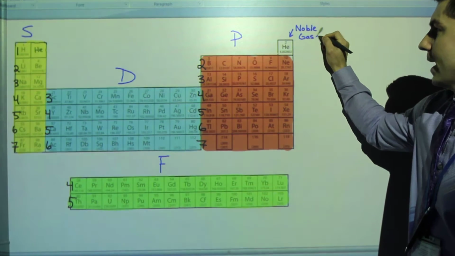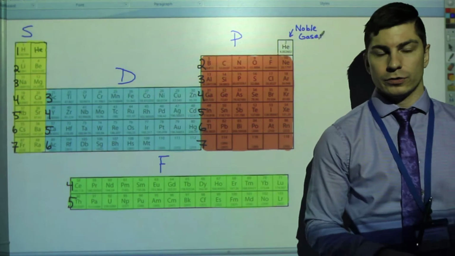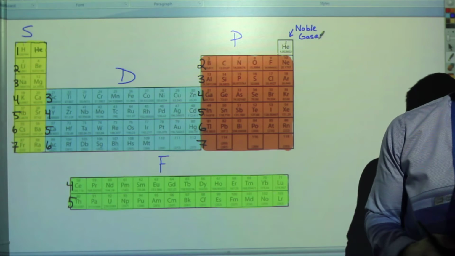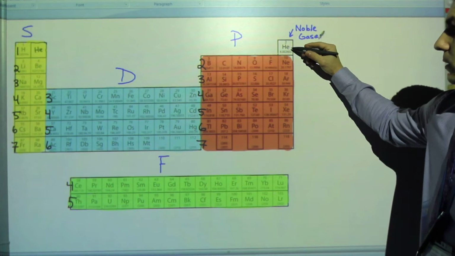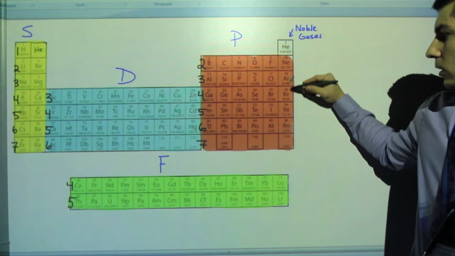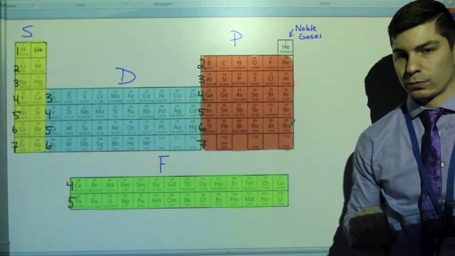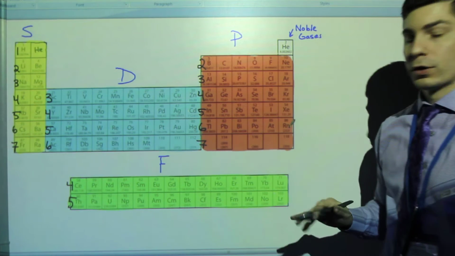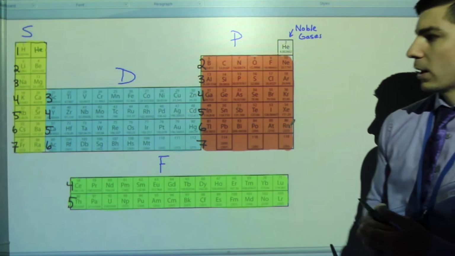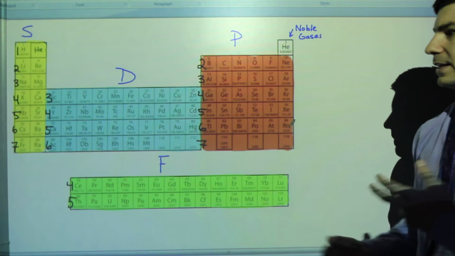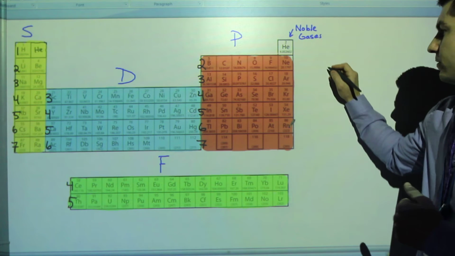So these are our noble gases, and these are the ones that we're going to use in order to complete our noble gas configuration. So we have helium, neon, argon, krypton, xenon, and radon, and these are the ones that are going to be important to us. So how we start these off is, say we're given a problem and we're going to find the electron configuration of iron.